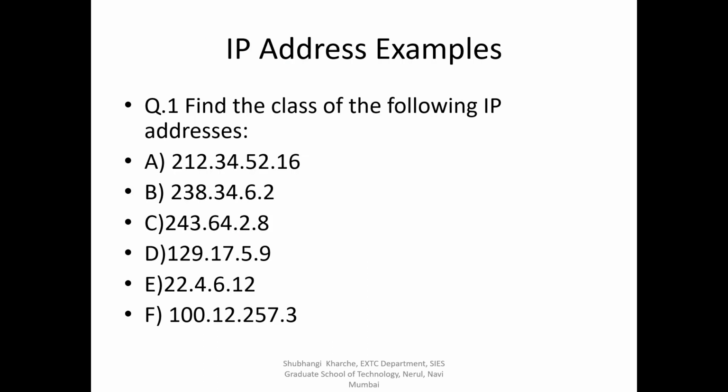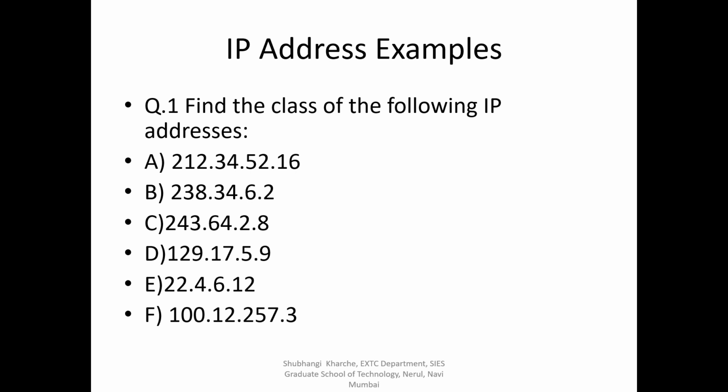Now let us see some IP address examples. Find the class of the following IP addresses. The first IP address is 212.34.52.16. Since the first octet value lies in the range of class C IP addresses, the class C range being 192 to 223 for the first octet value, the first IP address belongs to class C. The second IP address has the first octet value as 238, which lies in the range of class D. So the second IP address belongs to class D.